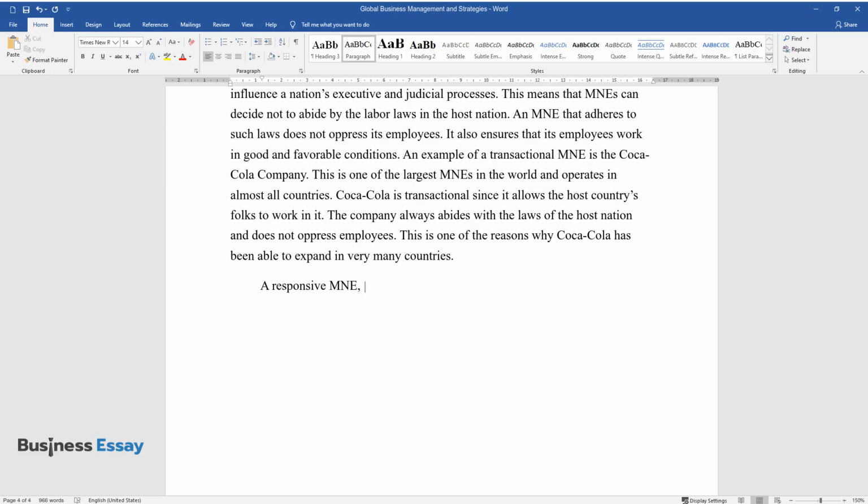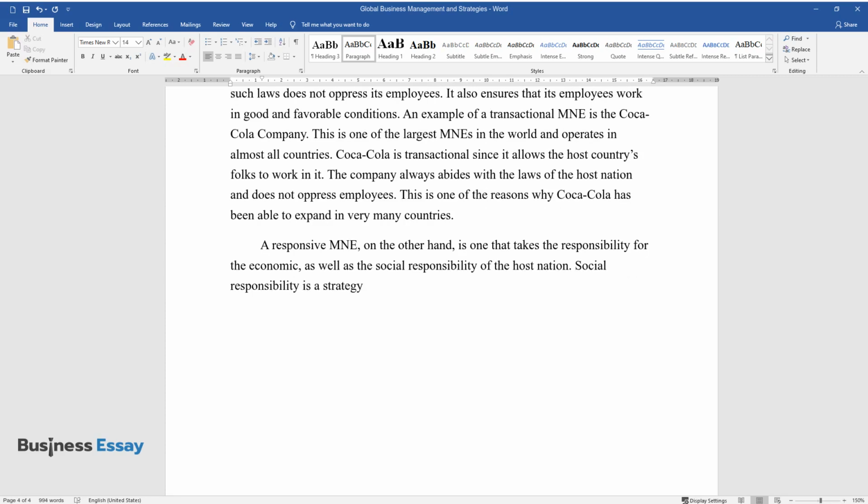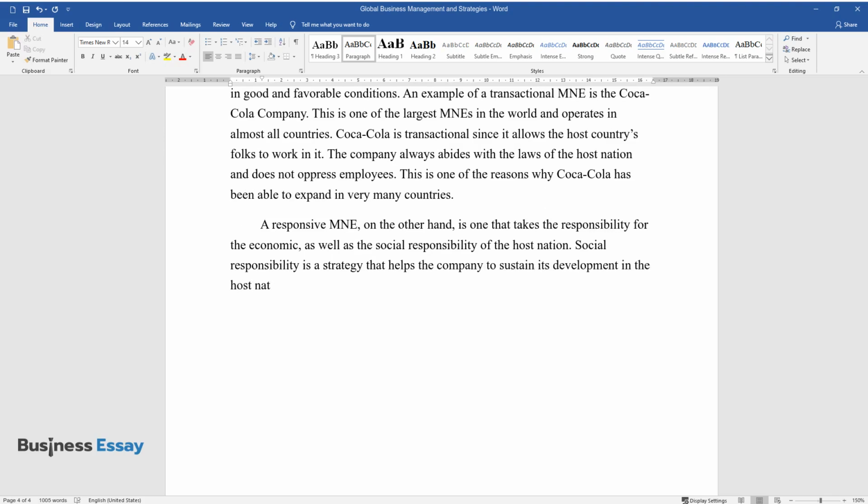A responsive MNE, on the other hand, is one that takes responsibility for the economic, as well as the social responsibility of the host nation. Social responsibility is a strategy that helps the company to sustain its development in the host nation. Such a firm is more law-abiding and contributes to the well-being of the citizens.